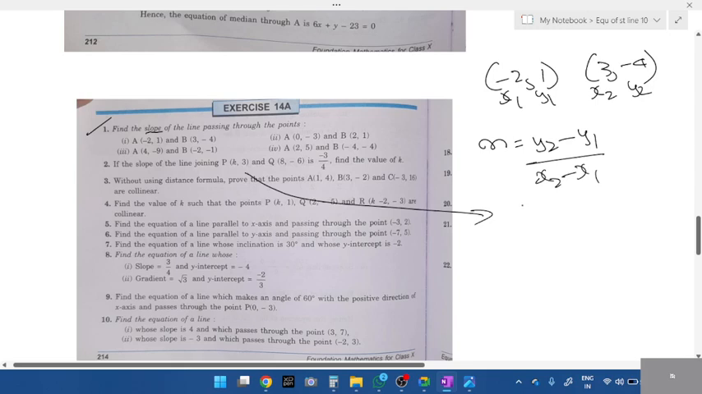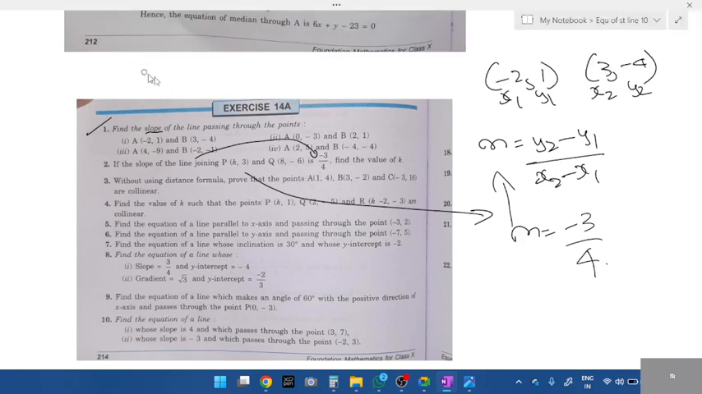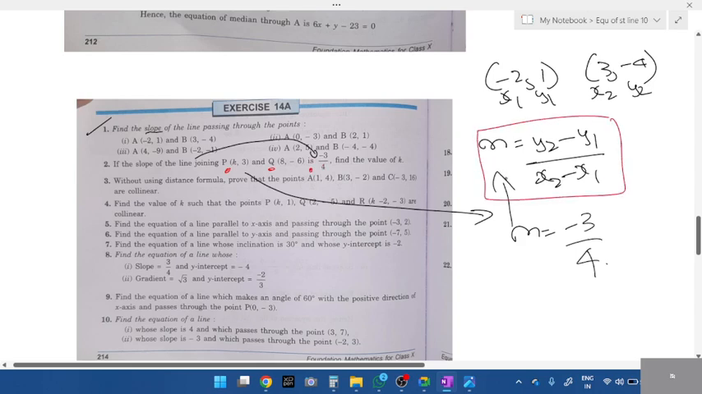Next. If the slope value is given, slope m is equal to minus 3 by 4, and 2 points are given. Use the same formula. If you use the same formula, x1 is missing. You can find x1. Try that question. All of you understood what I explained? How many points are given? Question 2, how many points are given? 2 points and 1 slope is given, right? Use the same formula, student. In place of m, write minus 3 by 4. K value is missing. K is actually x1. You substitute, you'll get it.